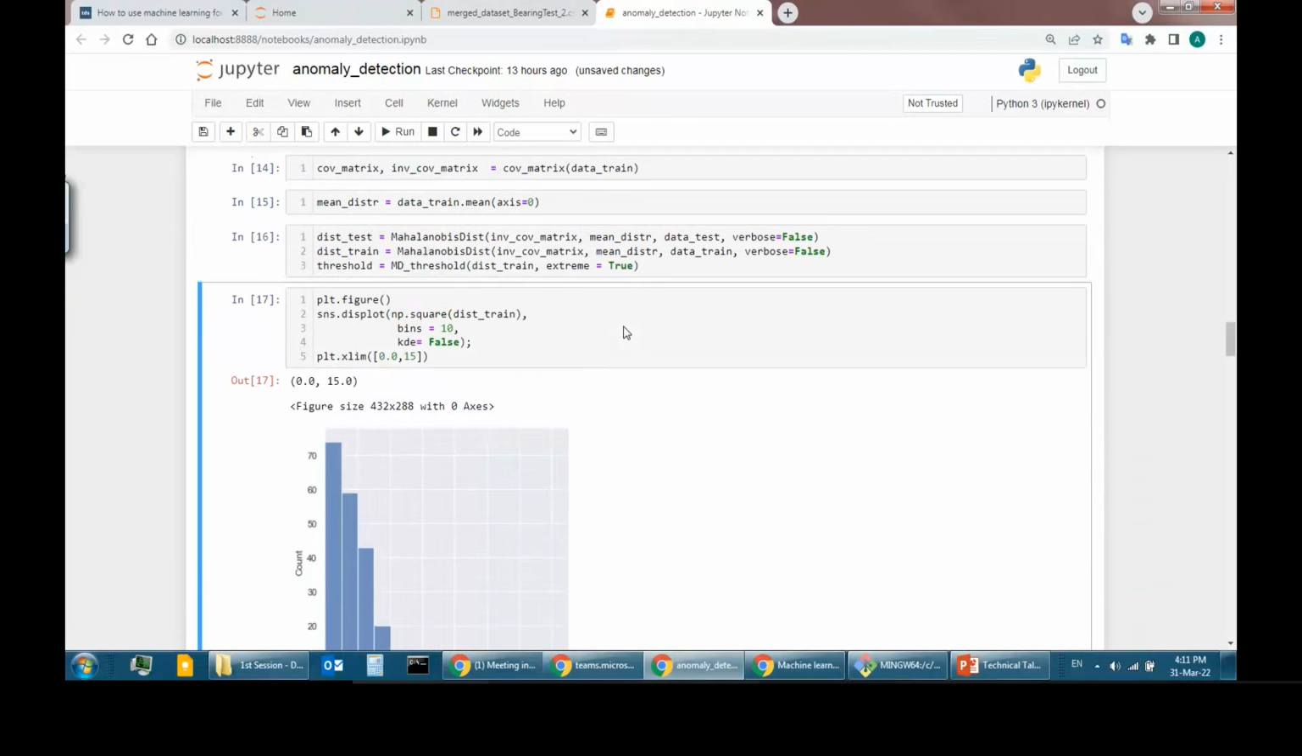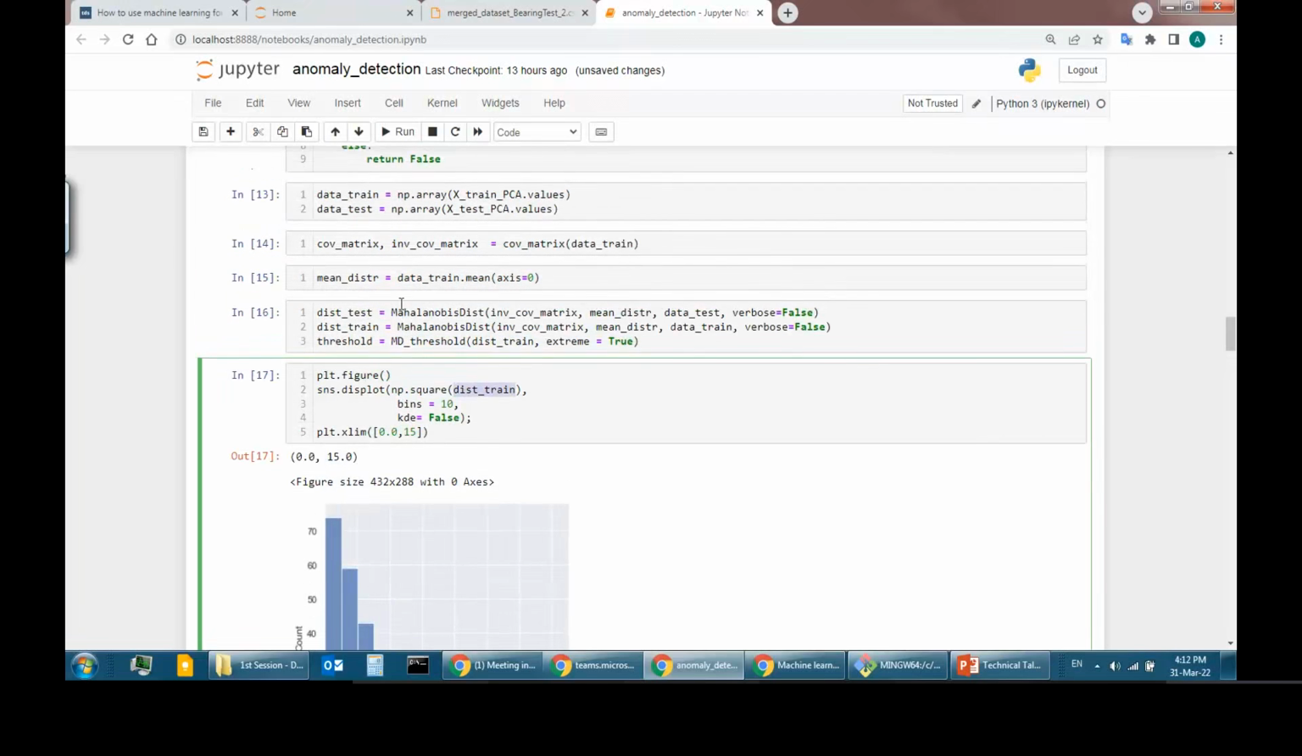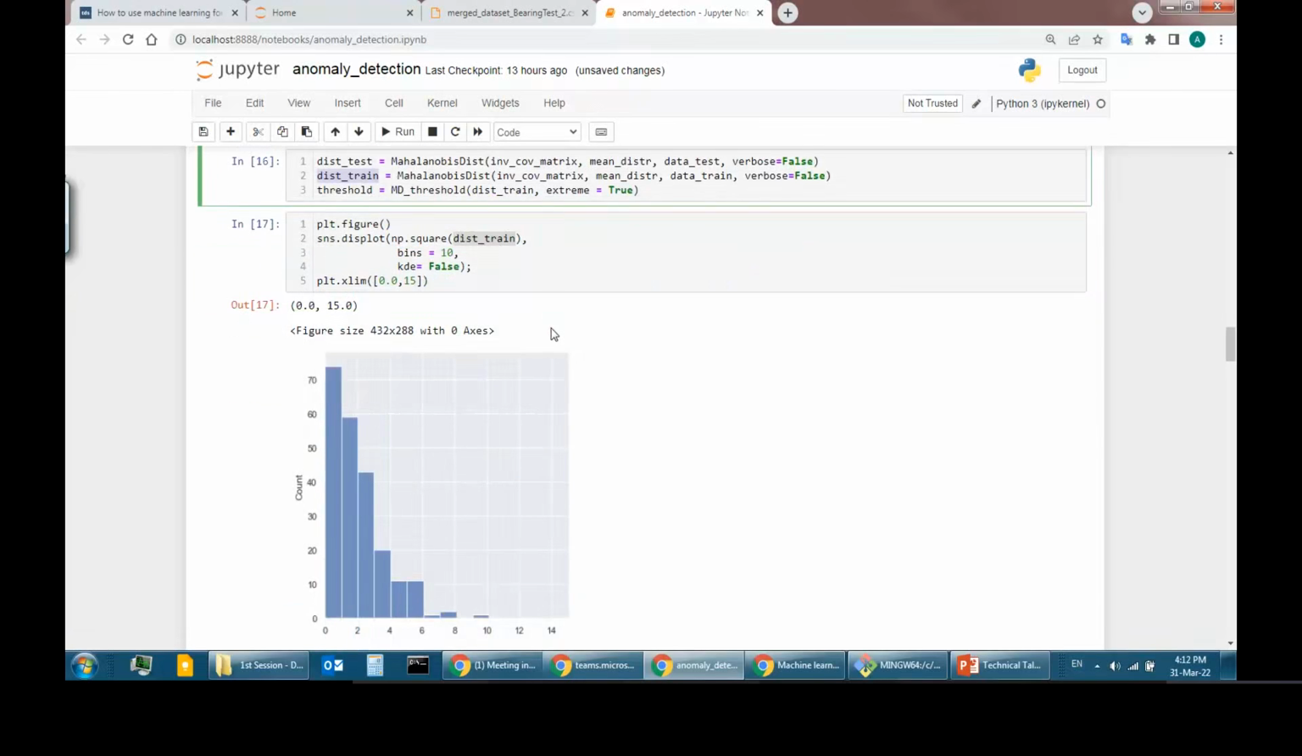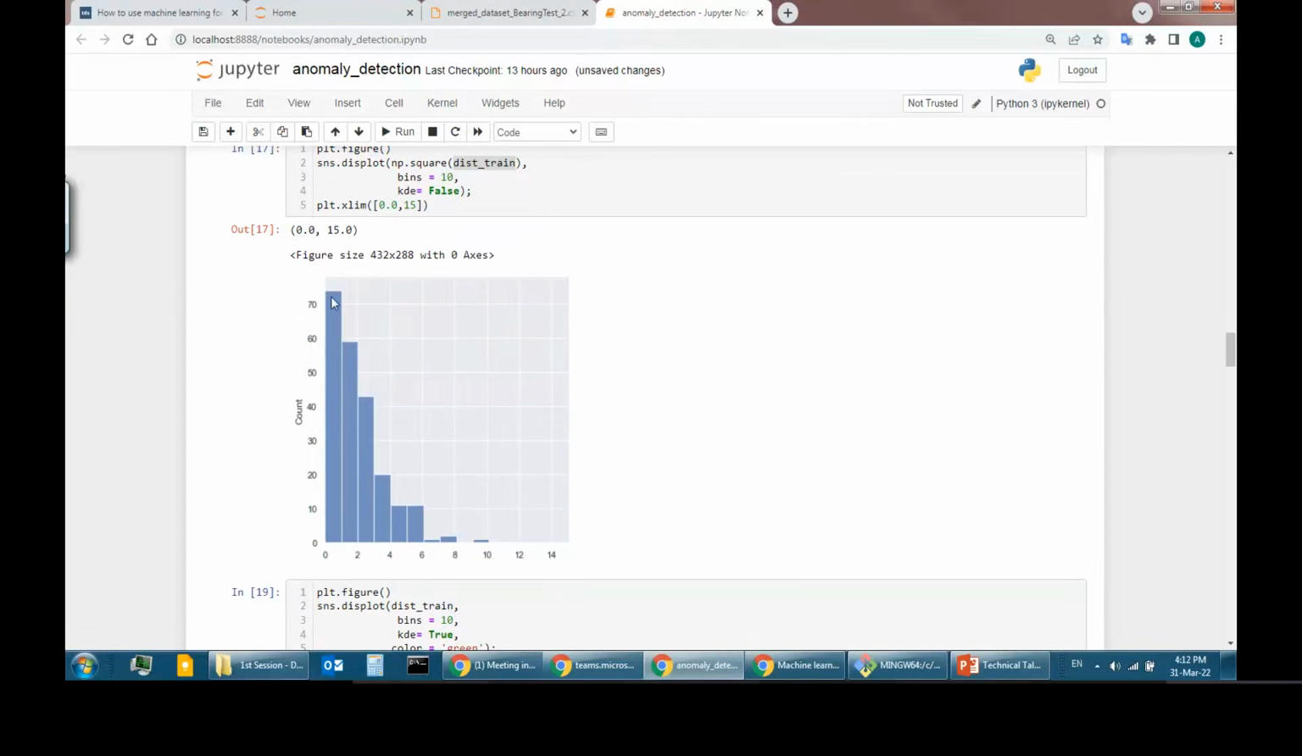This is showing, plotting the distance of the training, which is a distribution of the normal distances, Mahalanobis distances from the mean of the normal data. So usually the distances are 0 or close to 0. If something is very far away, it means this is not good.